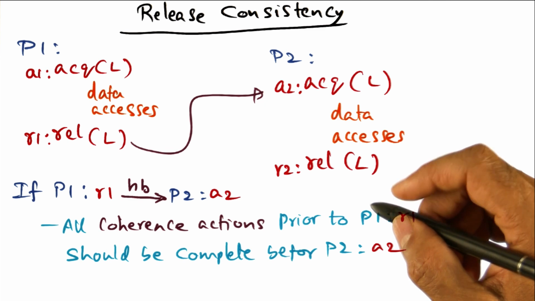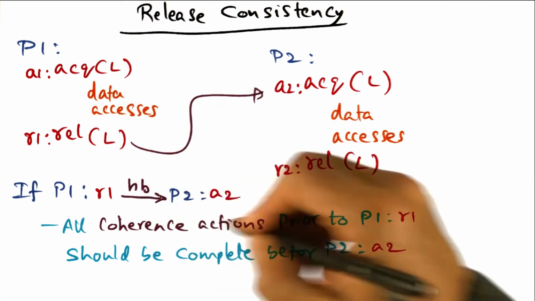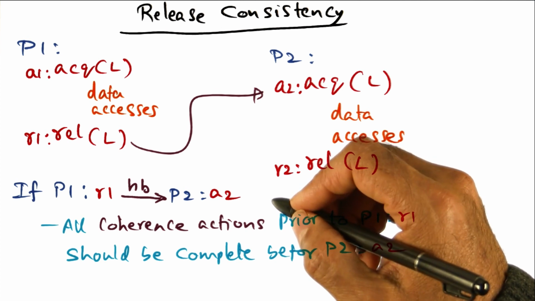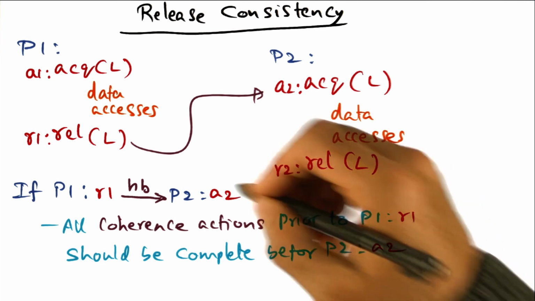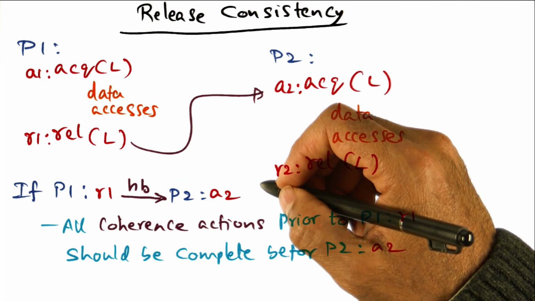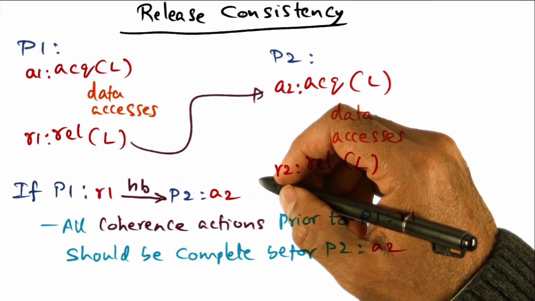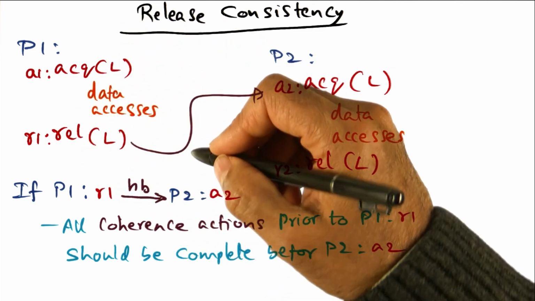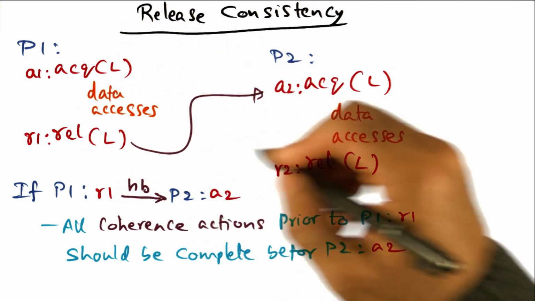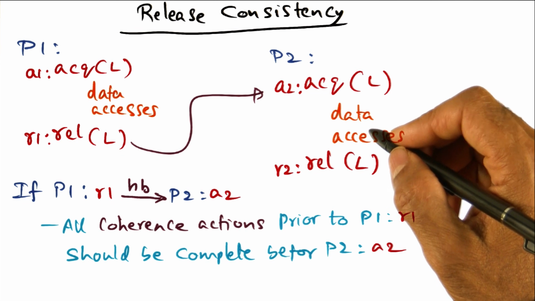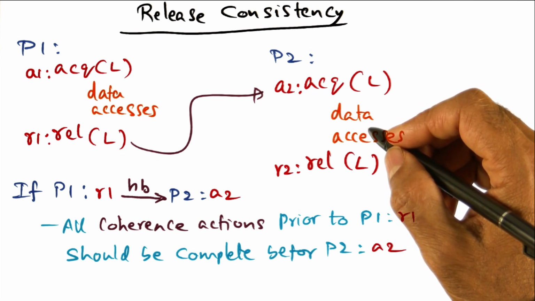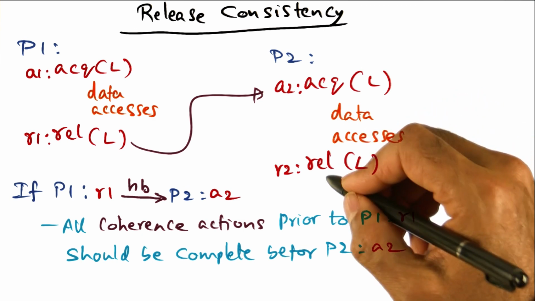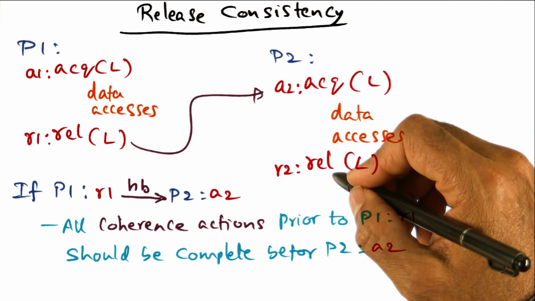Other synchronization operations can also be mapped to acquire and release. If you think about the barrier, arriving at a barrier is equivalent to an acquire, and leaving the barrier is equivalent to a release. So before leaving the barrier, we have to make sure that any changes that we made to shared data structures are reflected to all the other processes through the cache coherence mechanism. Then we can leave the barrier. So leaving the barrier is a release operation in the case of barrier synchronization.